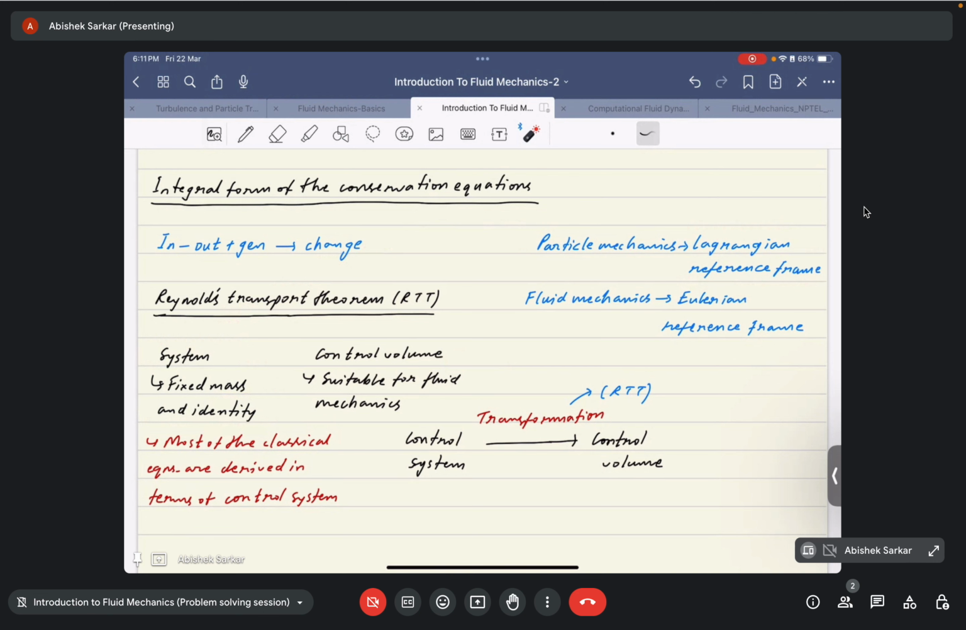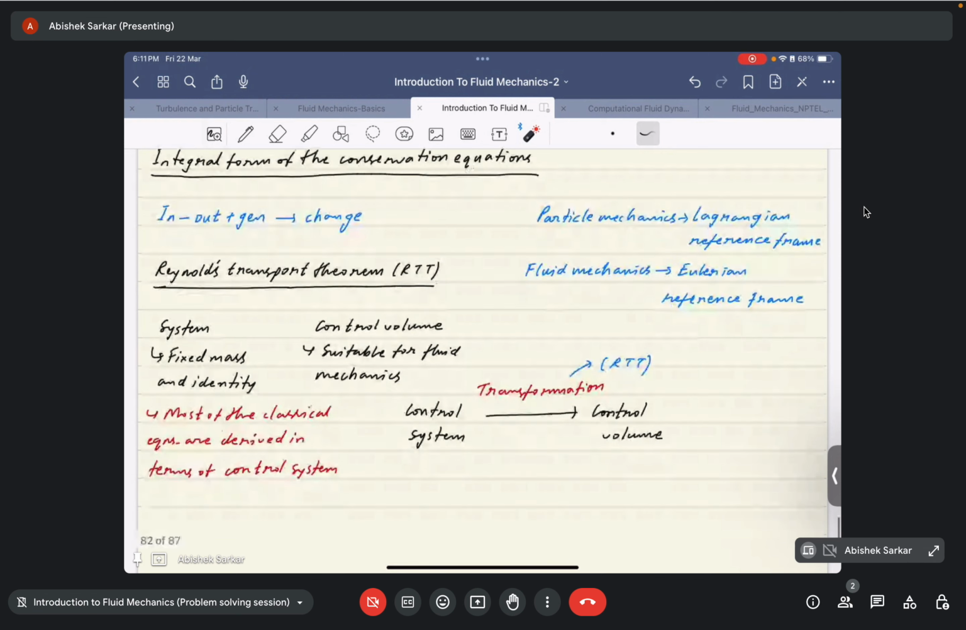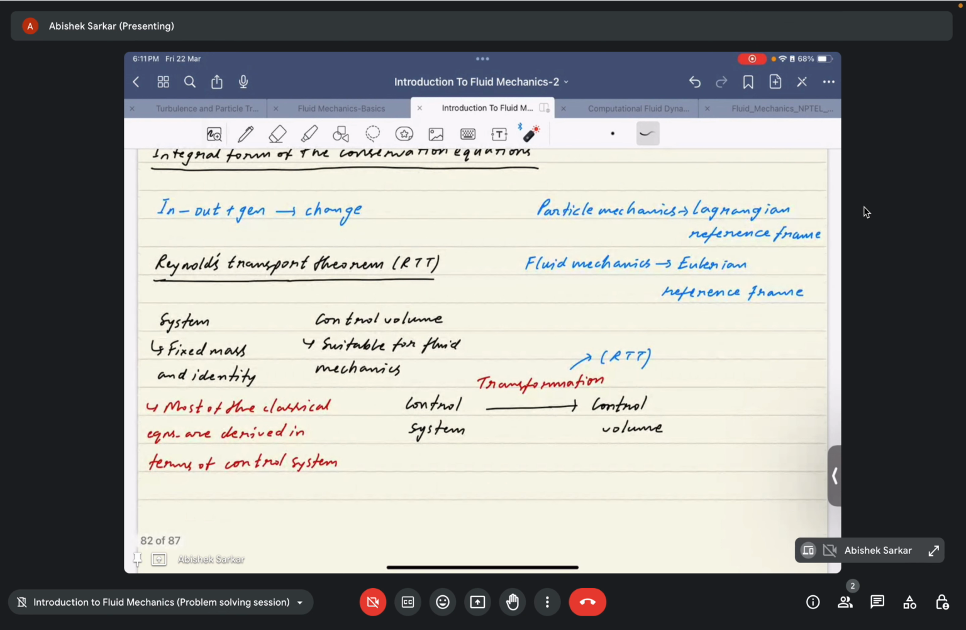We needed a transformation that could modify these equations for our control volume analysis, and that's where the Reynolds transport theorem comes into the picture. In simple words, the Reynolds transport theorem is just a mathematical transformation that could change the governing equations of a control system to a control volume approach, and thus the name Reynolds transport theorem.